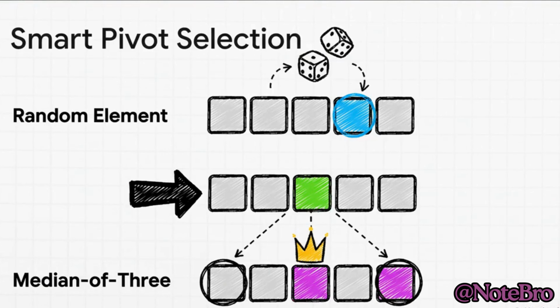So instead of a naive choice like always pick the last element, modern versions are way smarter. You could pick a random element. That makes it super unlikely that someone could deliberately give you a worst-case array, or you could just pick the middle element. But a really popular and effective one is called the median of 3 method.